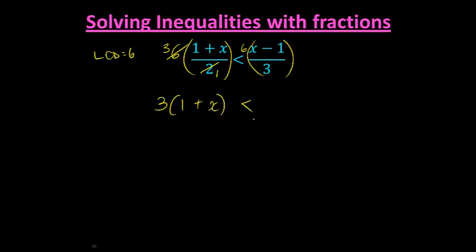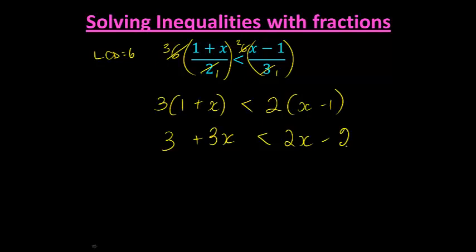Then my inequality sign says less than. Let's cancel out this term: that becomes 1 and that becomes 2, so 2 times (x minus 1). Expand the brackets: 3 plus 3x is less than 2x minus 2. I'm going to collect like terms and put all the x's on one side of the inequality. First I subtract 2x from both sides, so that leaves me with 3 plus 3x minus 2x, which is x, less than negative 2. Then I subtract 3 from both sides, so I get x is less than negative 5.